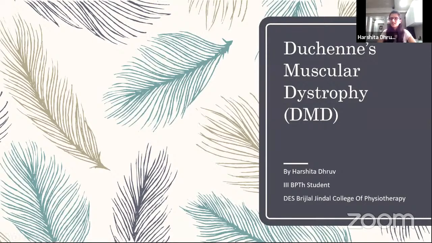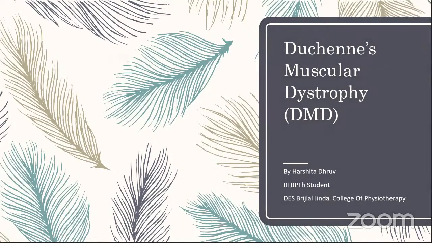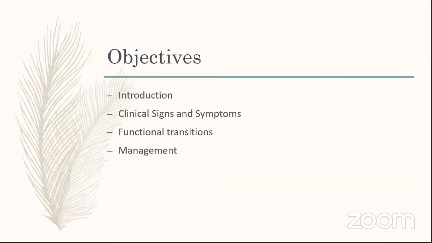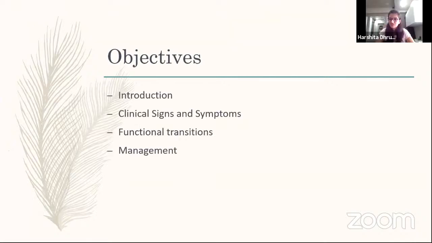So my topic for today is Duchenne's muscular dystrophy. DMD is X-linked. Today the objectives are to cover the introduction and the basic clinical signs and symptoms of the condition. What are the functional transitions that we see in a patient of DMD when a patient comes to the OPD with this condition with some complaints? What are the signs and symptoms that they come with? What are their complaints and how do we manage it?